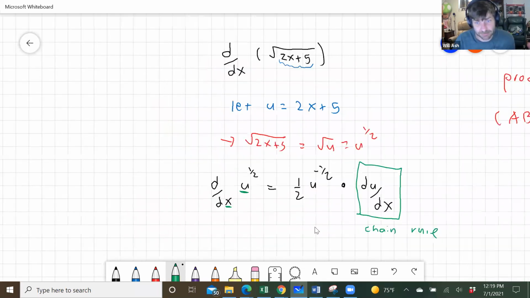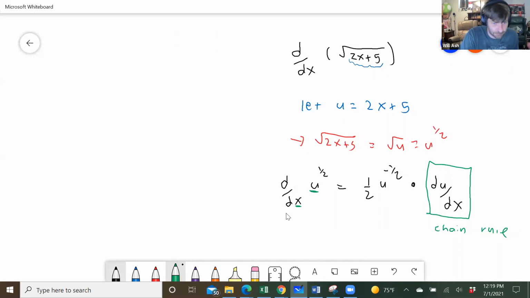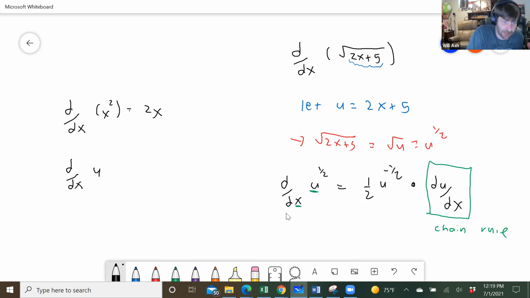I'm going to show you that again. If I'm taking the derivative with respect to x of x squared, my variables agree, and I just write 2x. If I'm taking the derivative with respect to x of any other variable, I'll just say y squared.